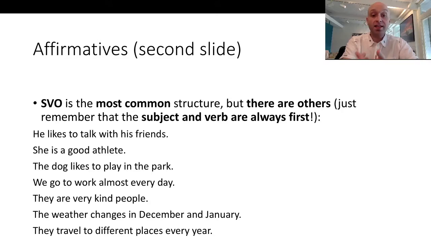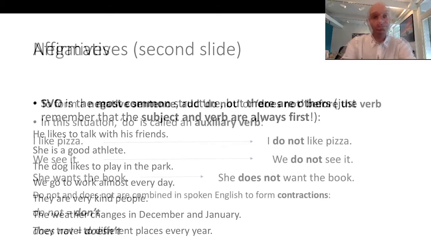For example, he likes to talk with his friends. She is a good athlete. The dog likes to play in the park. We go to work almost every day. They are very kind people. The weather changes in December and January, and they travel to different places every year. So it doesn't have to be SVO. Just remember the main idea is that the subject and verb almost always come first.